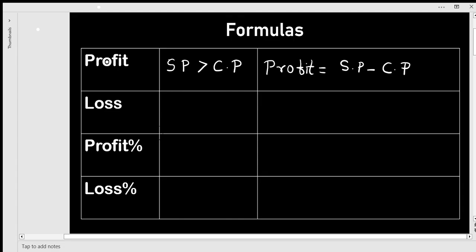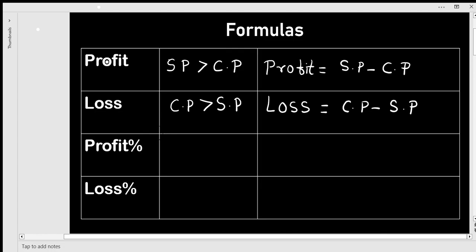Next, when is loss? As you all know, we have already revised and come in the class. So here, when the cost price is greater than selling price, in that case the person will suffer loss. So loss is nothing but CP minus SP.